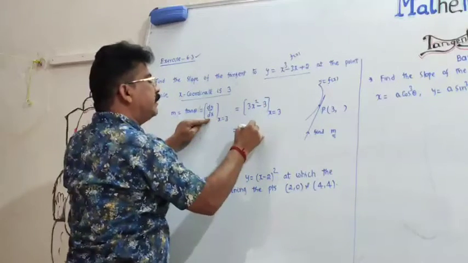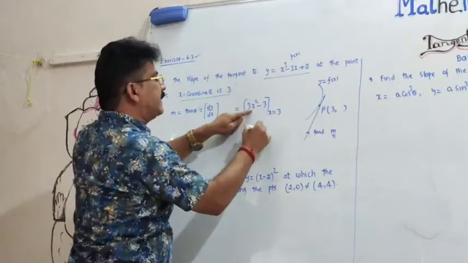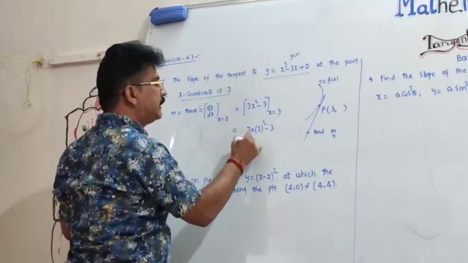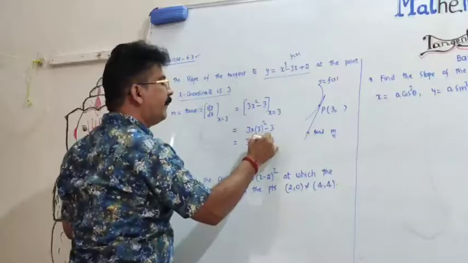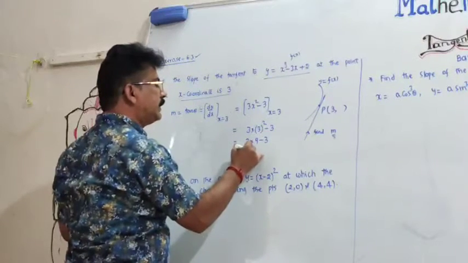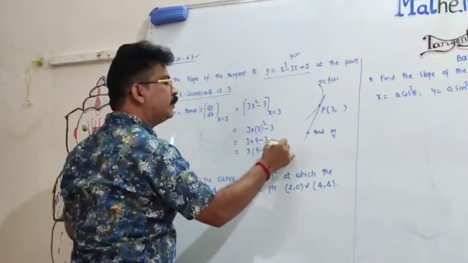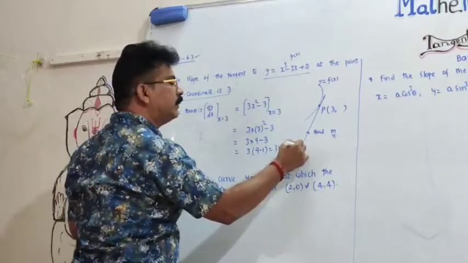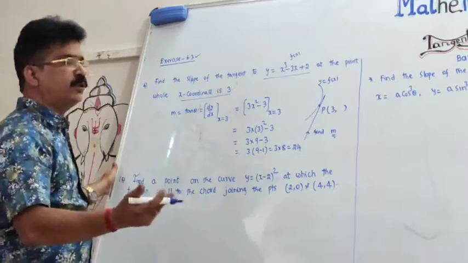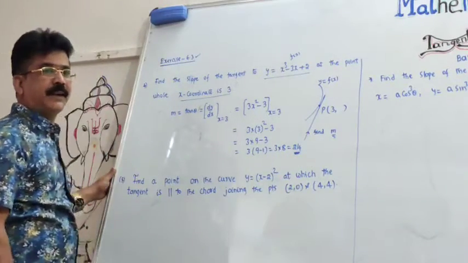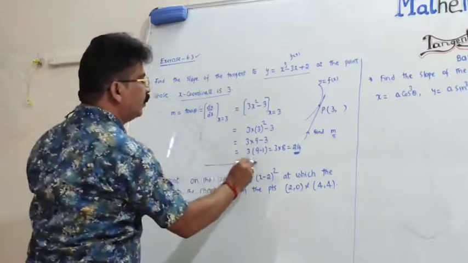Put x equal to 3 in this expression: 3 into 3 square minus 3, that is equal to 3 into 9 minus 3. So 3 common, 9 minus 1, that is equal to 3 into 8, that is equal to 24 units. So this is the slope of the tangent. Understand? Right. This question is over.